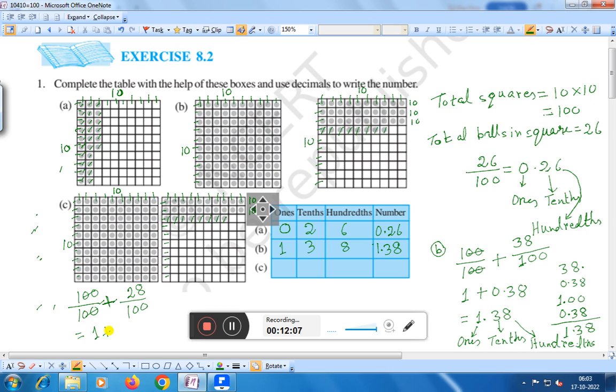Plus 28 by 100. If we divide 28 by 100, we will get 0.28. And if we add 1 with 0.28, 1 can be written as 1.00 and 0.28 can be written as 0.28. If we add this, you will get 1.28.